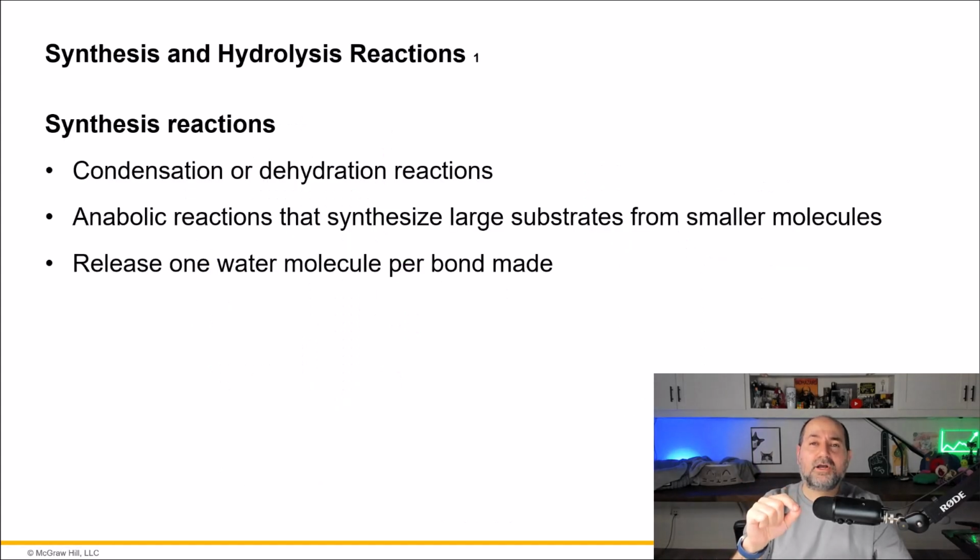Next, let's talk about how the cell can build larger molecules. That's called synthesis. Or break down large molecules. That's called hydrolysis. Let's talk about that next. So when the cell wants to build a macromolecule, then it needs to do synthesis reactions. This is known as a condensation or dehydration reaction. In this reaction, one water molecule is released per bond made.